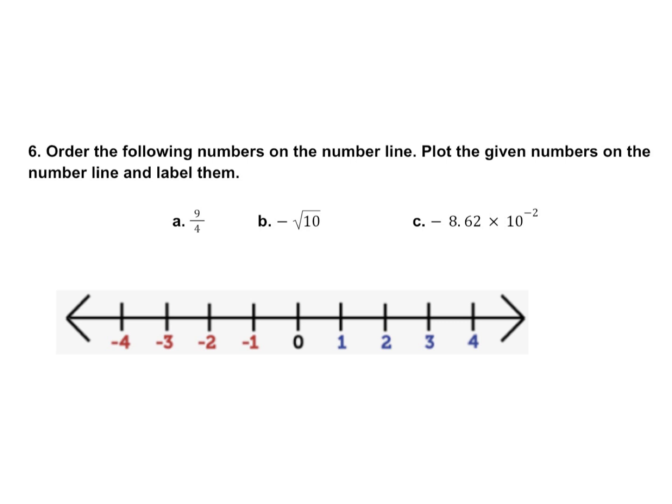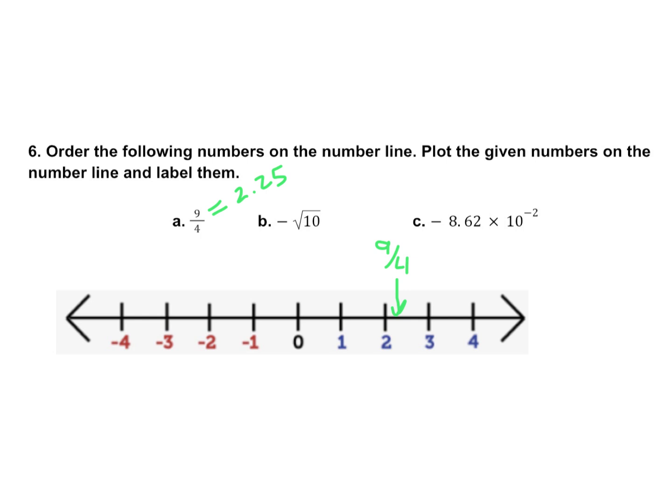Okay, next it says order the following numbers on the number line, and we're going to plot the given numbers on the number line and label them. Okay, so I'm still going to use my calculator to kind of help me out. 9 over 4, 9 divided by 4 is 2.25. So that makes it easier to see where that goes on the number line. So 2.25 would be before the halfway point. That's like 1/4 of the way through. So 9/4 just goes past the 2 right there.